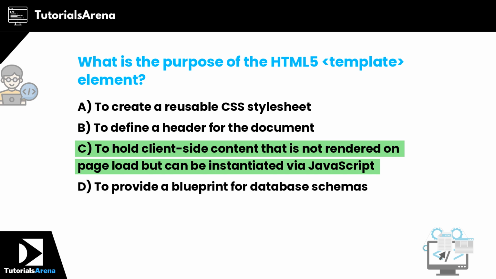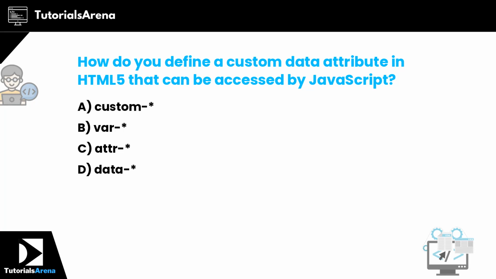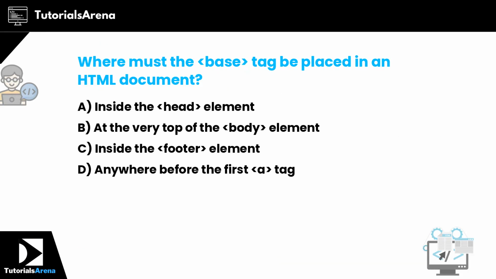instantiated via JavaScript. How do you define a custom data attribute in HTML5 that can be accessed by JavaScript? The correct answer is option D, data-asterisk. Where must the base tag be placed in an HTML document? The correct answer is option A, inside the head element.